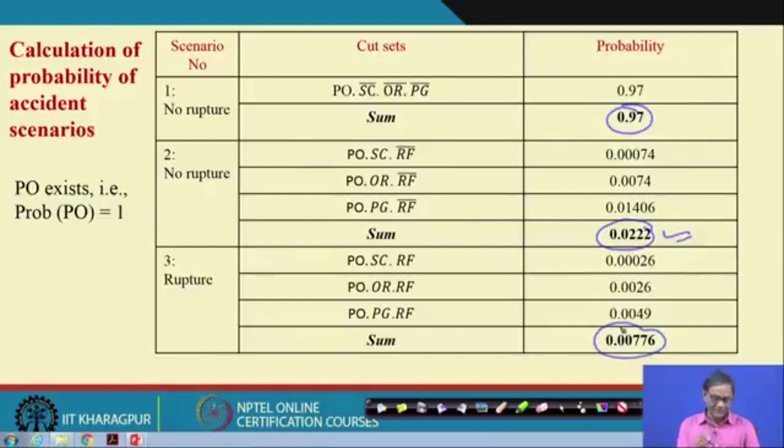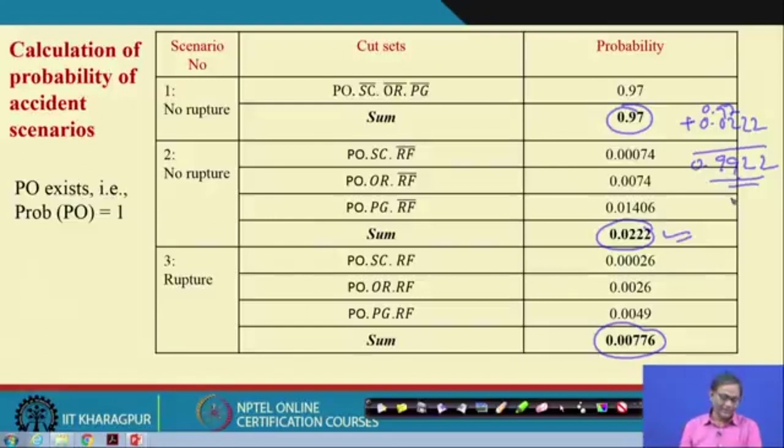So then in this case your pressure protection as well as the operator shutdown, or I can say the system configurations against PO exist, so that the tank rupture will not take place, that is 0.97 plus 0.0222. And here it is 0.97. So how much is it? 0.9922. It is more than 99% chance that nothing will happen. But if we consider that the severity is very high, because rupture is a high severity case, it should not be this much, it should be much, much lower than this.